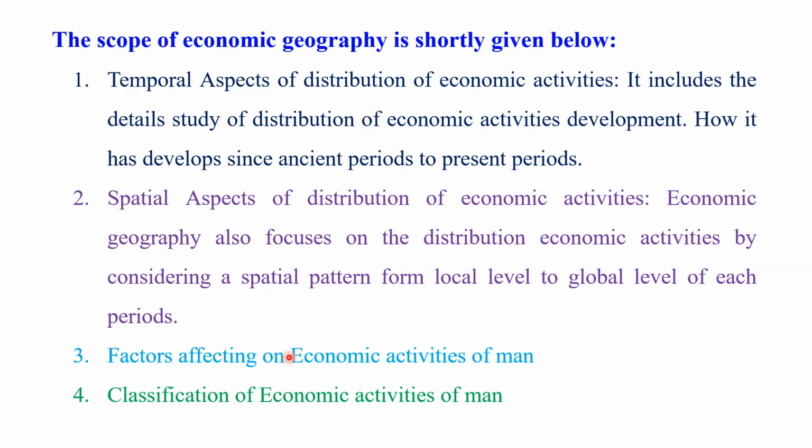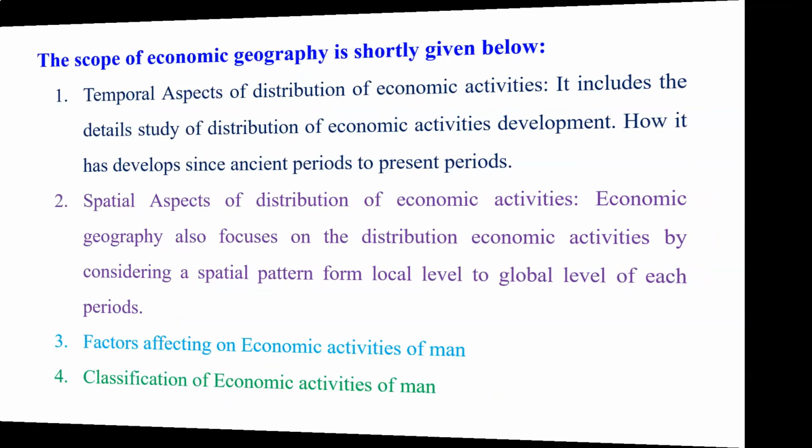Then number 4 is classification of economic activity. I just mentioned that there are a number of economic activities, but broadly we can categorize all economic activity into 5 categories: primary activity, secondary activity, tertiary activity, quaternary activity, and quinary activity. We study all these activities in detail in this subject. What do we mean by primary activity? What are the characteristics of primary activity? What are examples of primary activity? In the same way, we study secondary, tertiary, quaternary, and quinary activity in detail in the scope of economic geography.